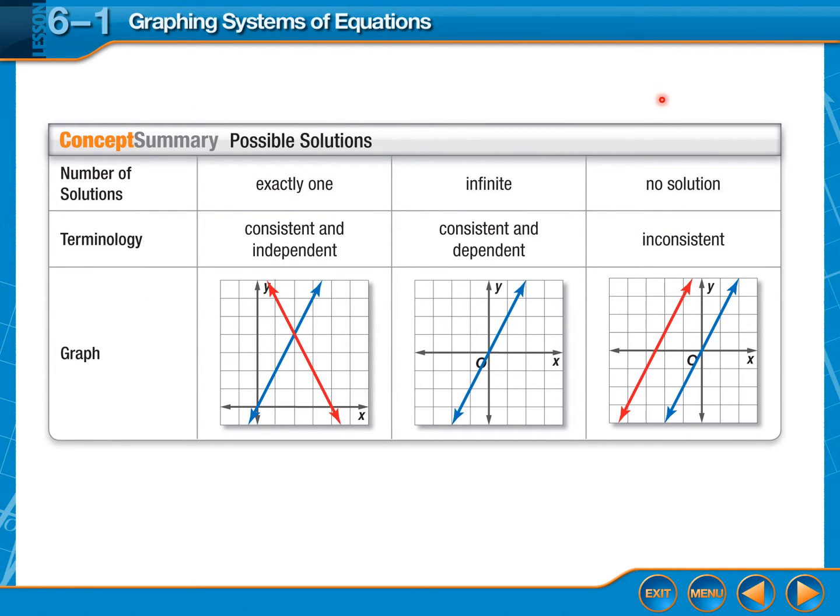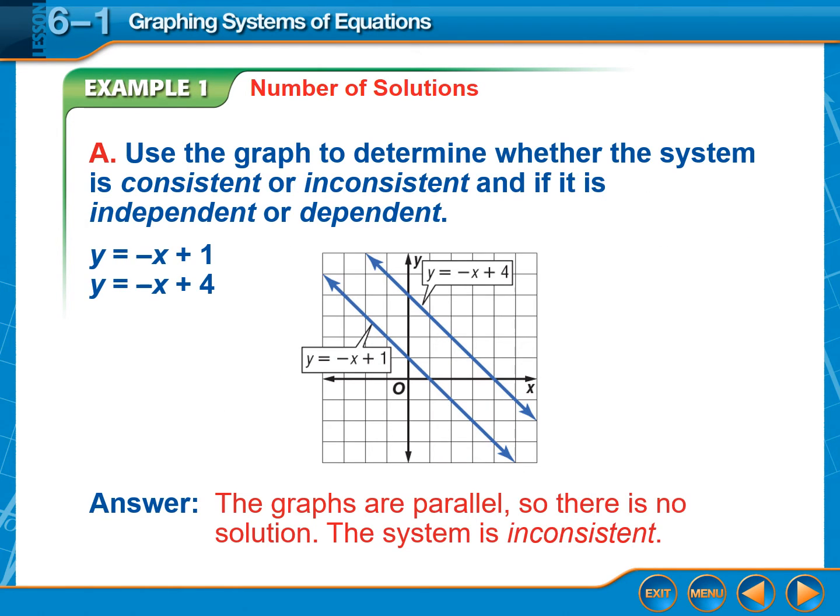No solution was an inconsistent system. So since the graphs are parallel, there is no solution and the system is inconsistent.